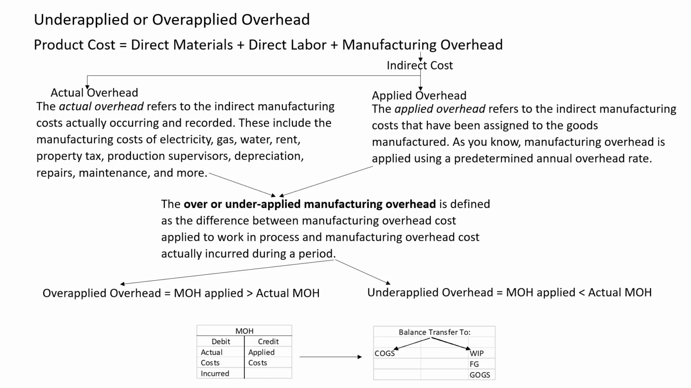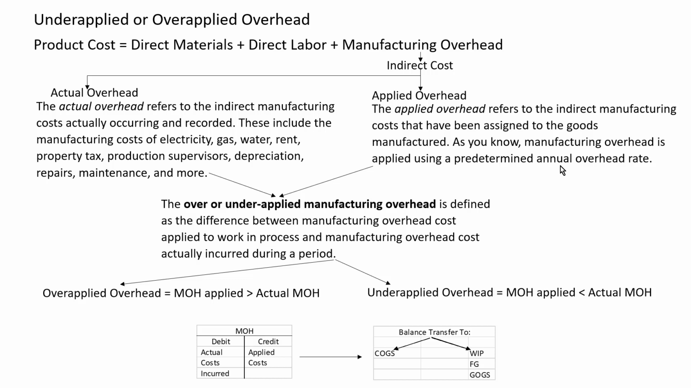Instead, management needs to estimate the future overhead costs and allocate them throughout the production process. The actual overhead refers to the indirect manufacturing costs actually occurring and having been recorded. These include the manufacturing cost of electricity, gas, water, rent, property tax, production supervisors, depreciation, repairs, maintenance, and more. The applied overhead refers to the indirect manufacturing costs that have been assigned to the goods manufactured. As you know, manufacturing overhead is applied using a predetermined annual overhead rate.